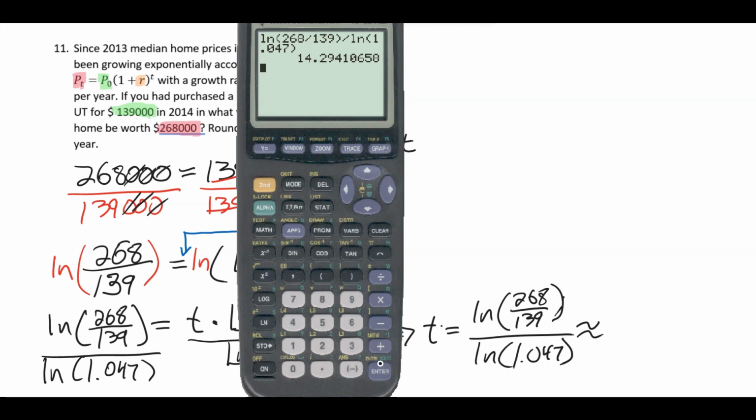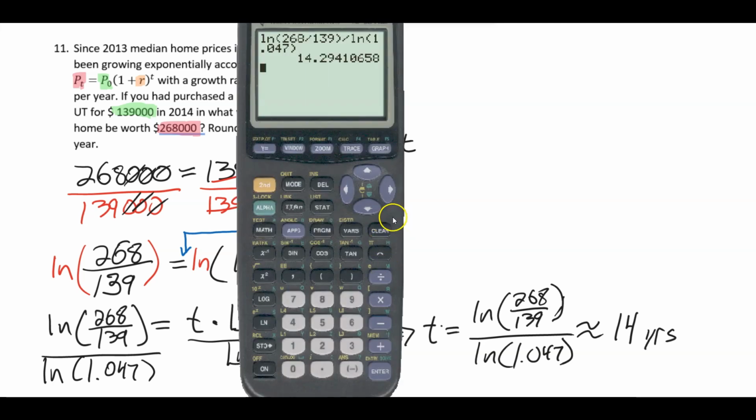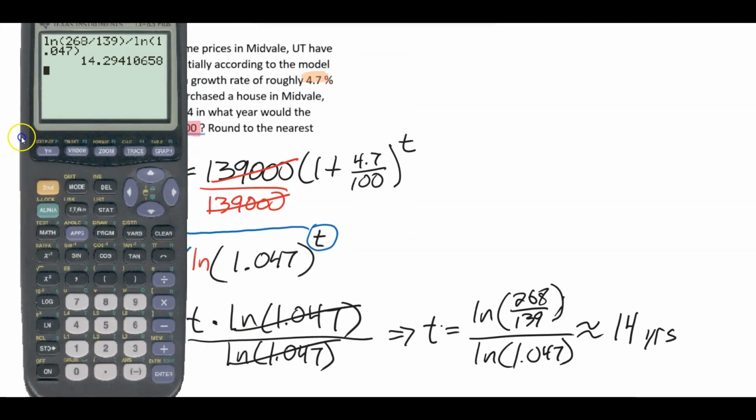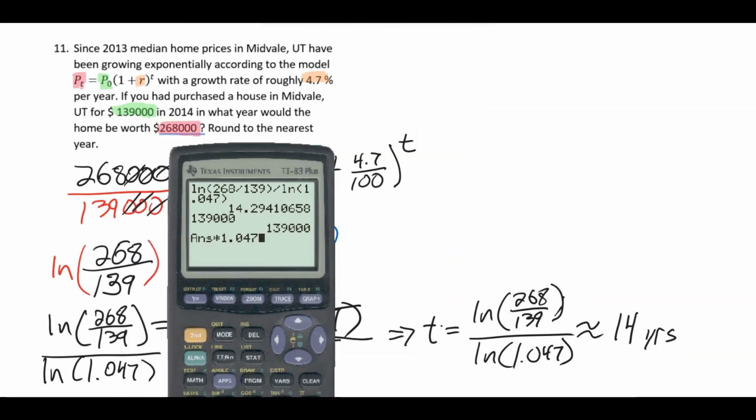14. Approximately 14 years. Let's check this with our answer button. If we start at 139,000 and we multiply that by 1.047, this will be 1 year. So let's check the years. This is in 2014.